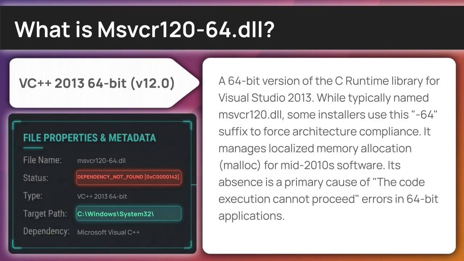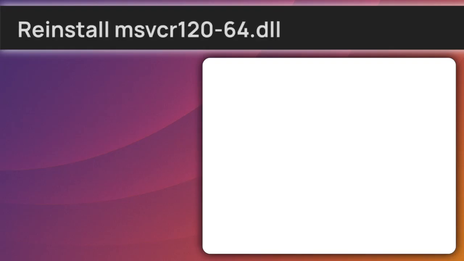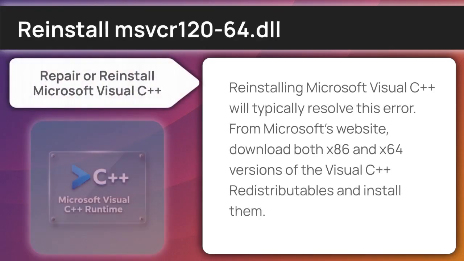Let's get to work. We'll start with the most common fix for this specific error. Reinstalling Microsoft Visual C++ will typically resolve this error. From Microsoft's website, download both x86 and x64 versions of the Visual C++ redistributables and install them.